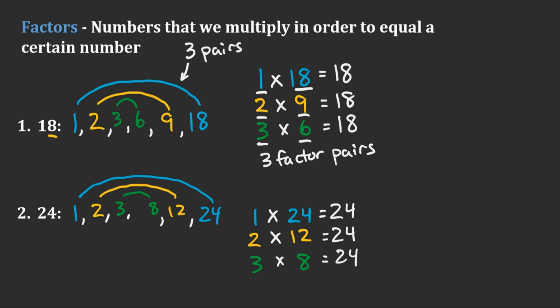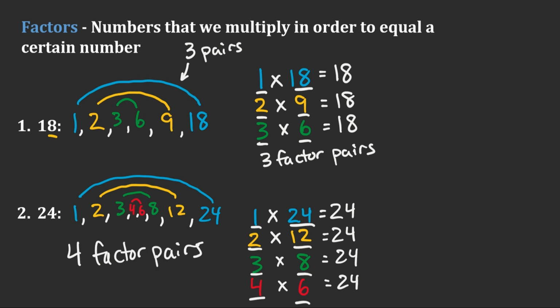I'm going to have to squeeze it in. We have 4 and 6 as well. So the factors of 24 are 1, 2, 3, 4, 6, 8, 12, and 24. 8 factors in all, but 4 factor pairs.